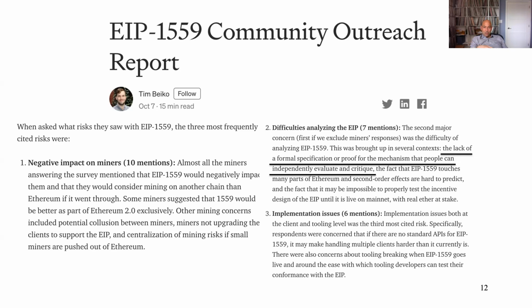And I want to emphasize, the survey respondents here are not academics or researchers. These are really people in the Ethereum trenches. And they were really concerned that there hadn't been a formal analysis of this proposed major change. And that's exactly going to be one of maybe the main byproducts of the work I'll describe to you today: exactly that type of formal analysis for 1559.